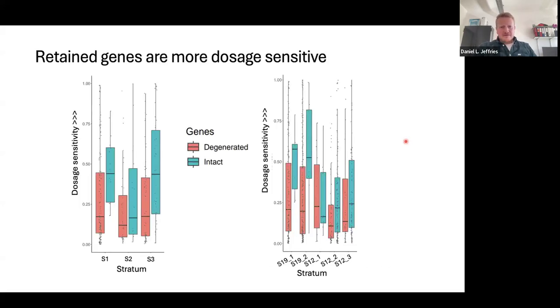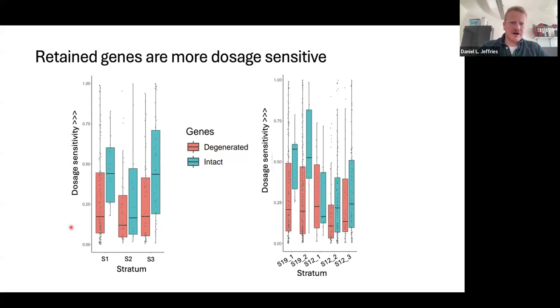And again, on that note, this is something that has been looked at in other species. But if you can relate genes in your taxa of interest to genes in humans, which have been characterized for their haploinsufficiency, which is essentially their dosage sensitivity, so how sensitive they are to losing one gene copy in the genome.